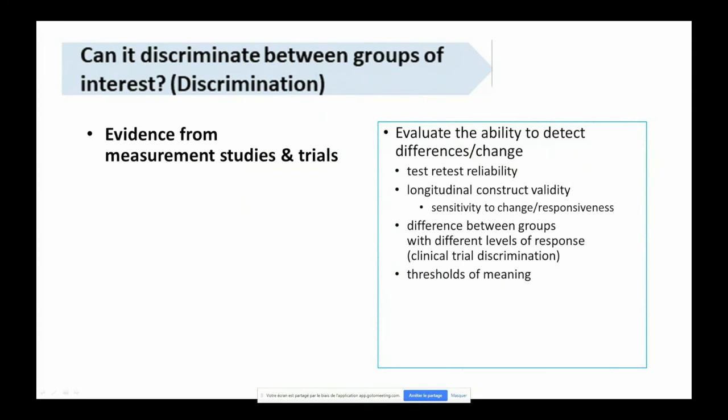For example, study on test-retest reliability, or study on longitudinal construct validity in order to evaluate either the sensitivity to change or the responsiveness, and the difference between groups with different level of response, so the clinical trial discrimination, and of course the threshold of meaning, for example, minimal or normality or whatever.